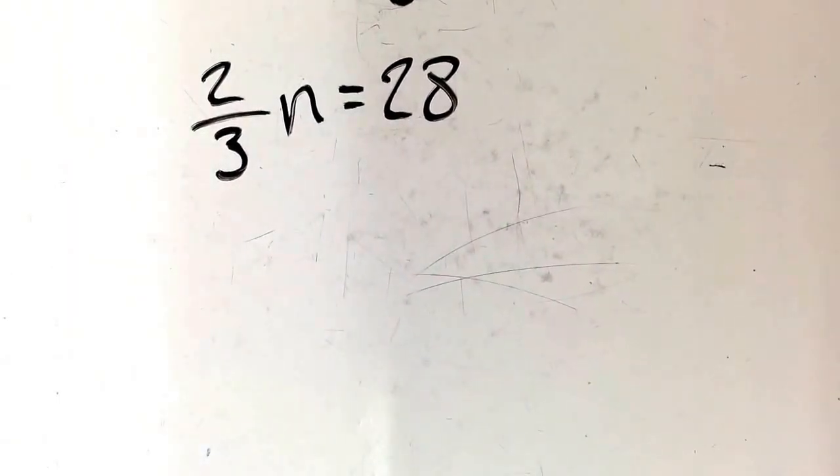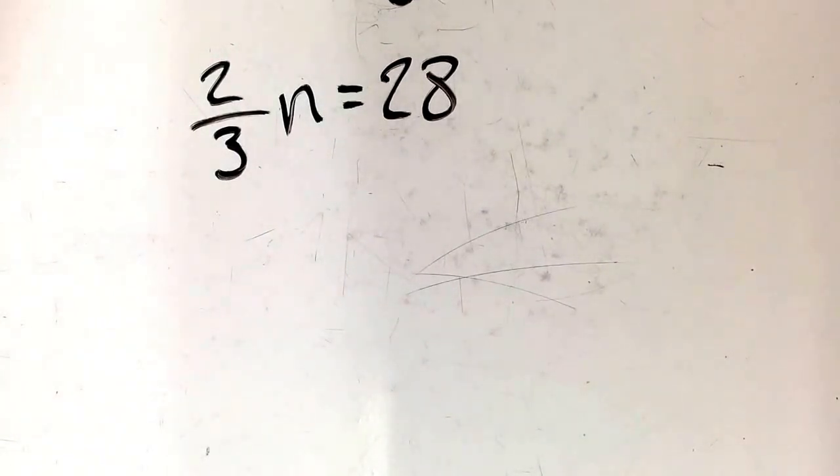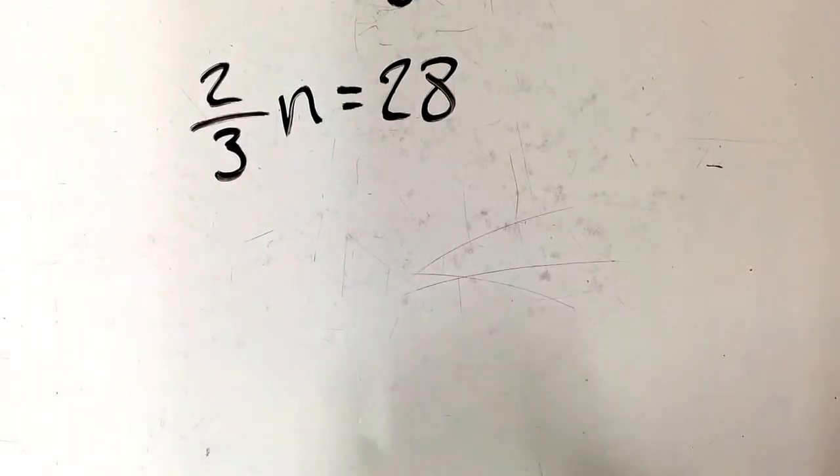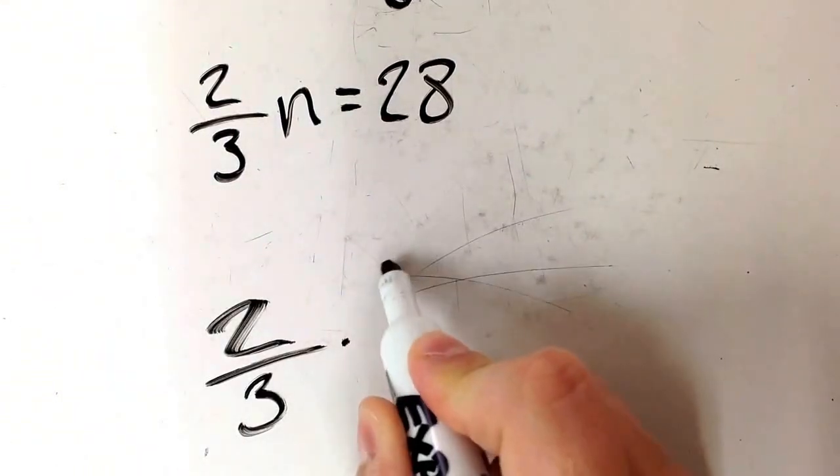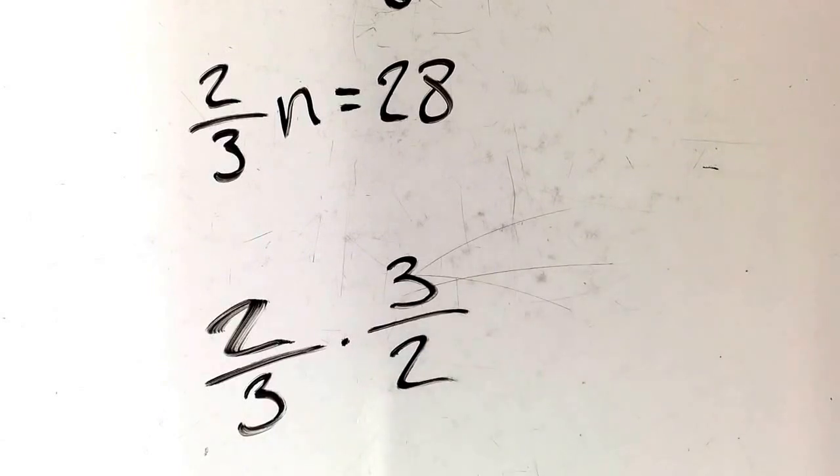doing the opposite function of whatever's happening to my variable n. In this case, I'm multiplying by 2/3 right now, so I'm going to be dividing by 2/3. If you guys recall, we don't ever divide by fractions, we actually multiply by the reciprocal. So what I'm going to do is multiply by the reciprocal of 2/3. Remember, the reciprocal is flipping over the fraction so that when you multiply them together, they will equal 1.